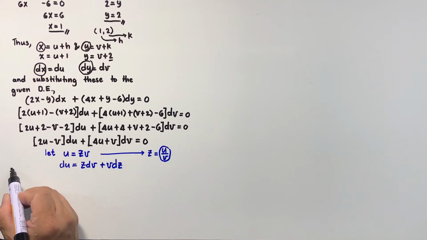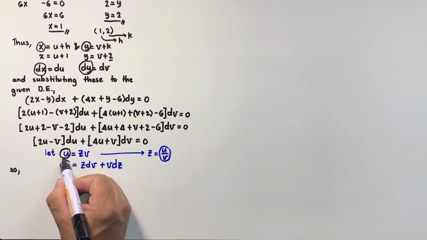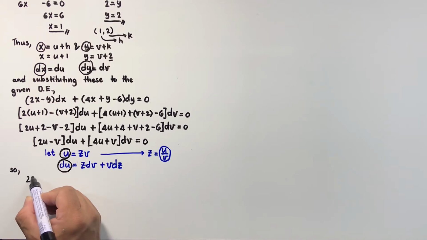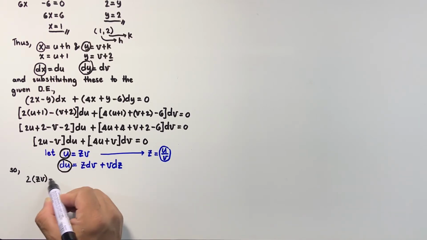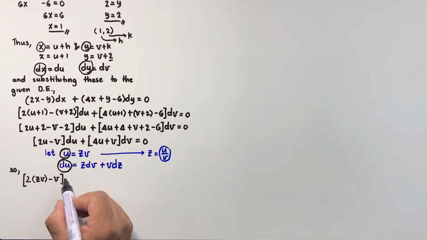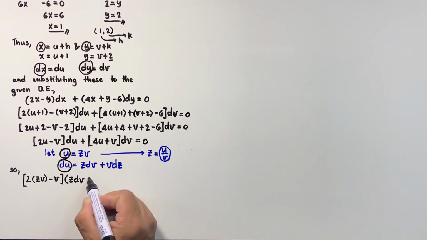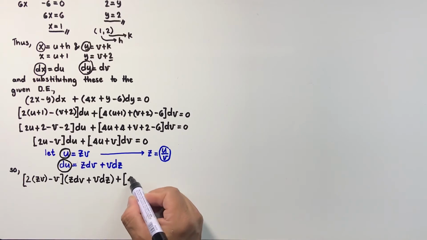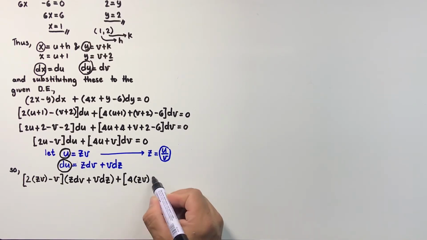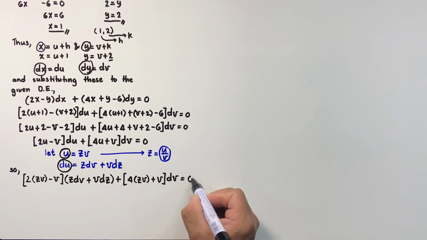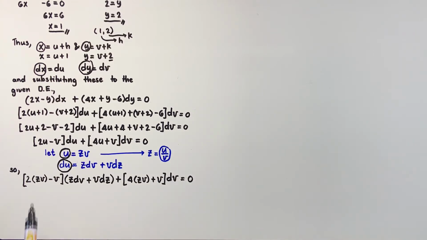So substituting this u and du to our new differential equation, we have 2 times the u, which is zv, minus the v, times the du, and we know that our du is this one here. So instead of writing du, I will write z dv plus v dz. And this is added to 4u, and our u is zv, plus the v, which is here, and this is multiplied by dv, which is equal to 0.